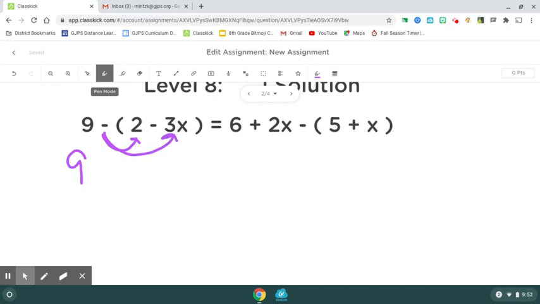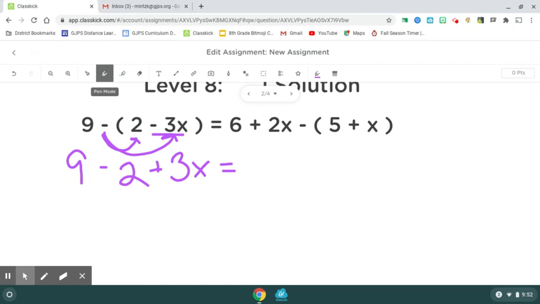How I do that is I multiply a negative 1 by each of those numbers. So negative 1 times 2 would end up being negative 2. And then negative 1 times negative 3, remember this is negative 3 because there's a negative out front. A negative times a negative is a positive. So I'd end up with positive 3x. All right, so that's the left-hand side of my equation.